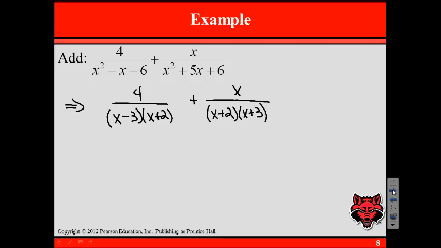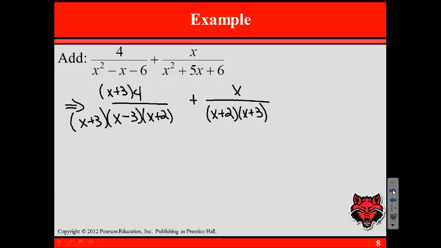Now one way to think about the least common denominator when we have algebraic fractions, we need each fraction to contain all the factors of the other fraction's denominator. So we look, and each fraction has an x plus 2 as a factor. The second fraction has an x plus 3. The first fraction does not have that factor, so we're going to multiply by x plus 3 in the numerator and denominator so that we have the factor the other fraction had.